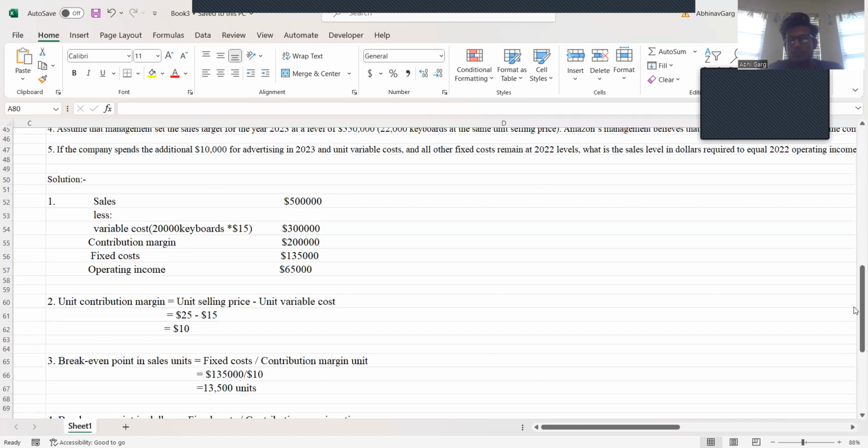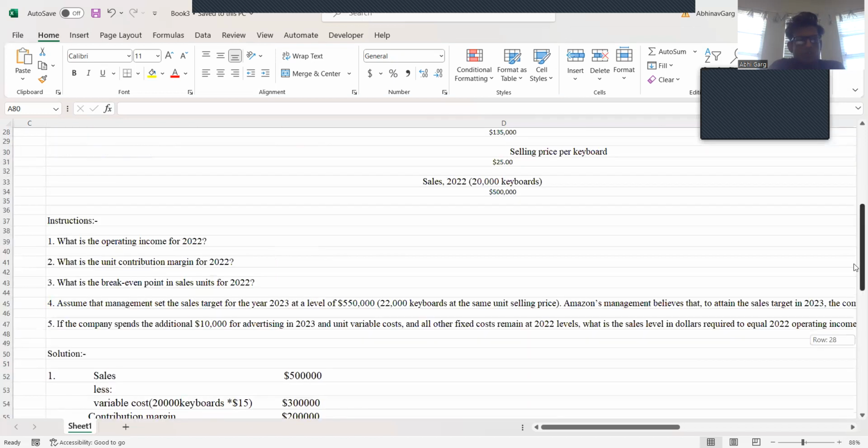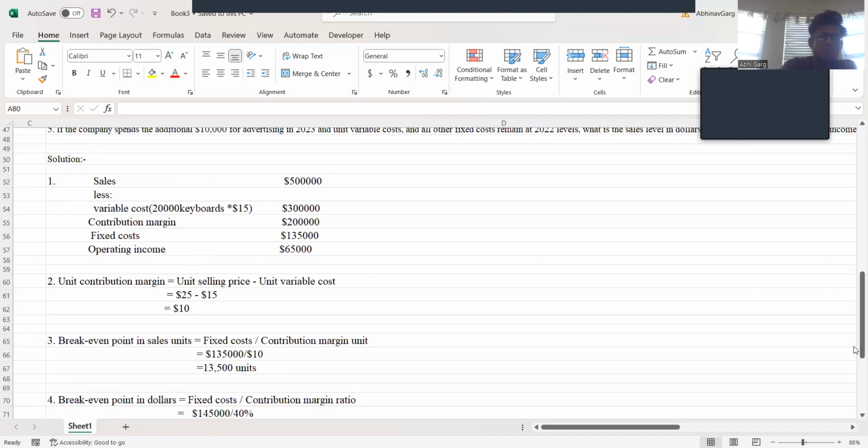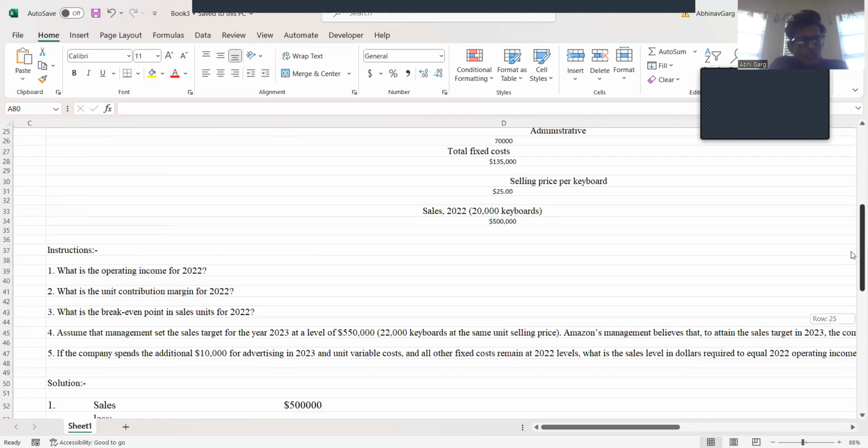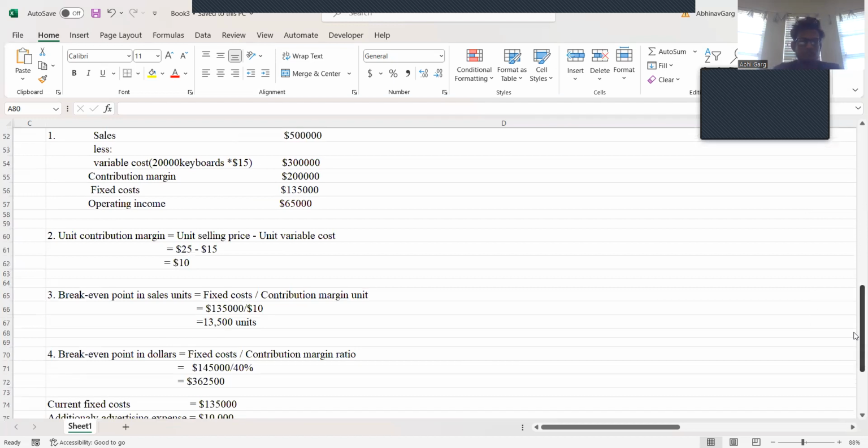It's so easy to find if we have all the statements with us, like variable cost per unit, sales per unit, fixed cost. Okay. Now the next question is, we have to find the unit contribution margin. It's very easy. Unit selling price minus unit variable cost equals unit contribution margin. Unit selling price is $25, unit variable cost is $15, so unit contribution margin is $10.